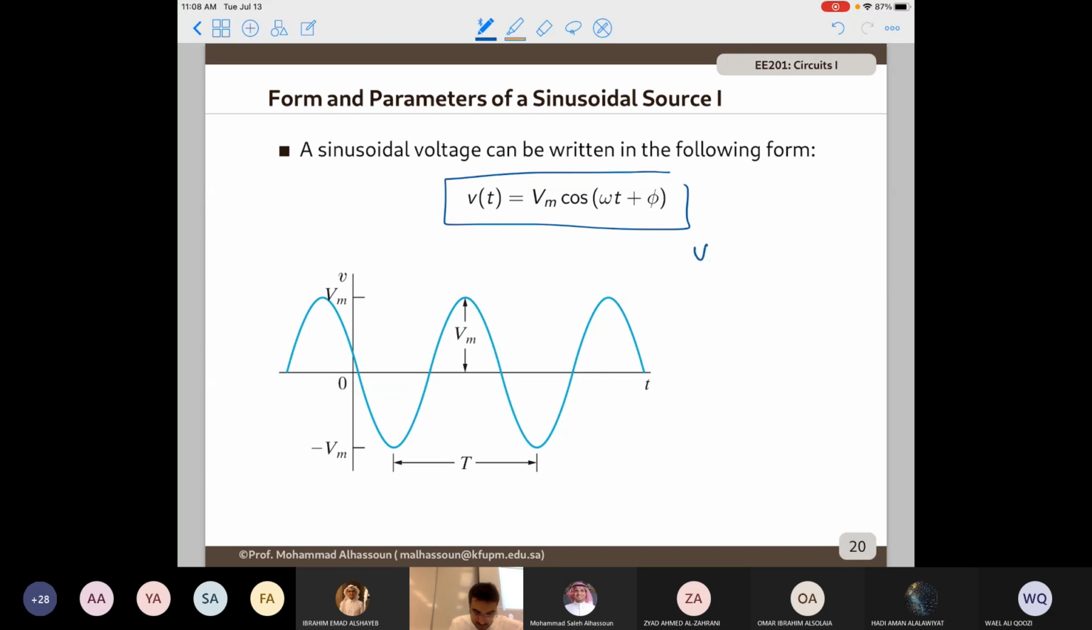So what is Vm here? Vm is the amplitude, which is the peak value from the average. From 0 to Vm is the maximum value that the sinusoid can reach. Then we have omega. This is omega, not w. Omega is the angular frequency. The angular frequency has a unit of radians per second.